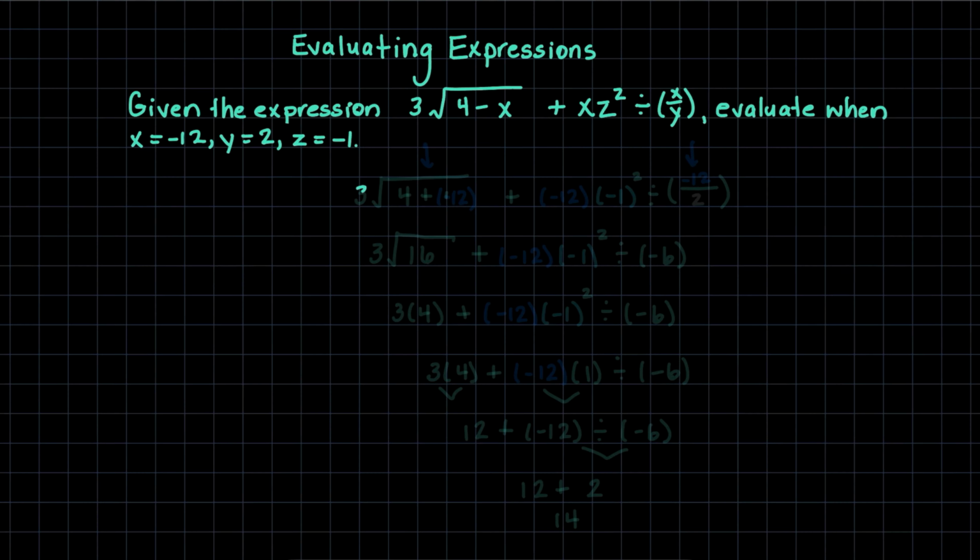So let's first substitute. 3 square root 4 minus -12 plus -12 times -1 squared divided by -12 over 2.